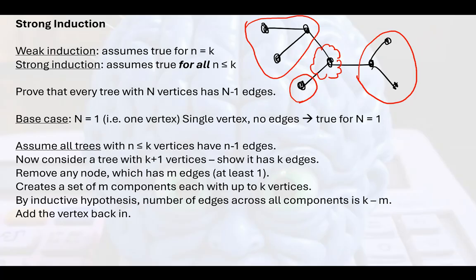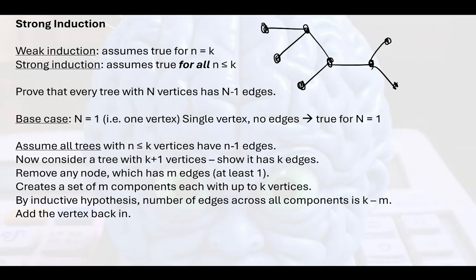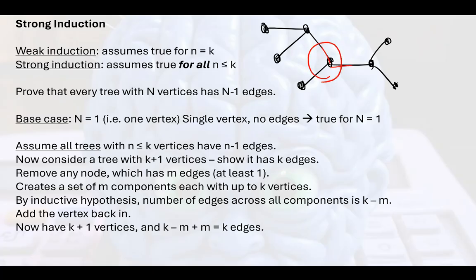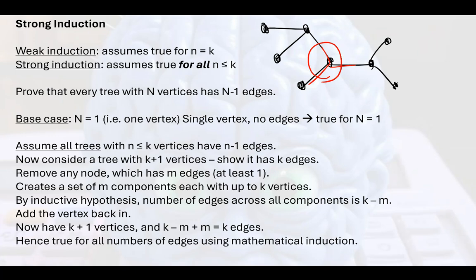Now we will add that vertex back in. So there we go. And now we've gone back up to k plus 1 vertices, and we've added in the m edges that were connecting that vertex. Let's just highlight that vertex again. We had those 1, 2, 3 edges connecting it. And so now we end up with k edges, which is what we wanted. Hence, true for all numbers of edges using mathematical induction.